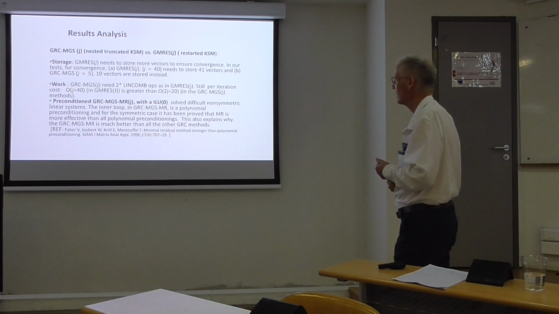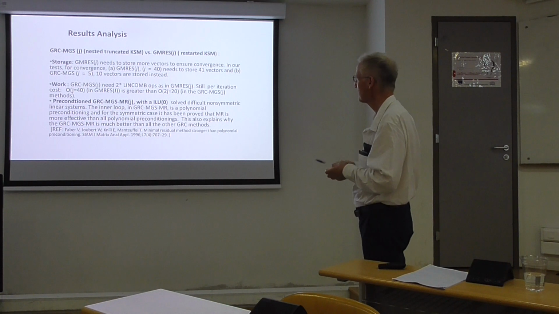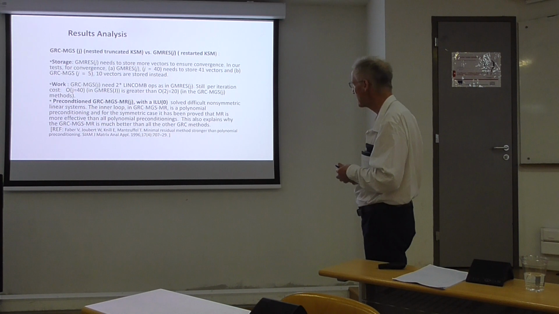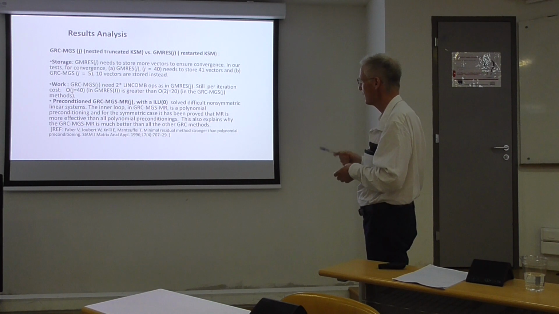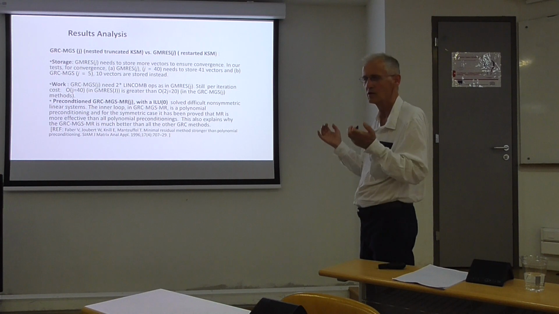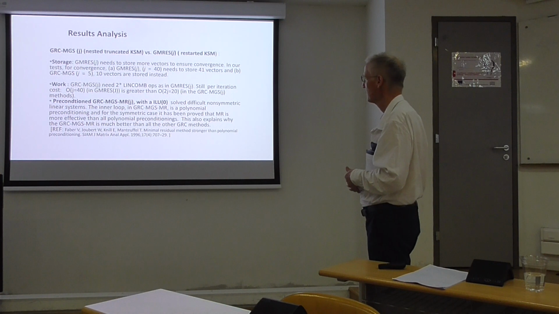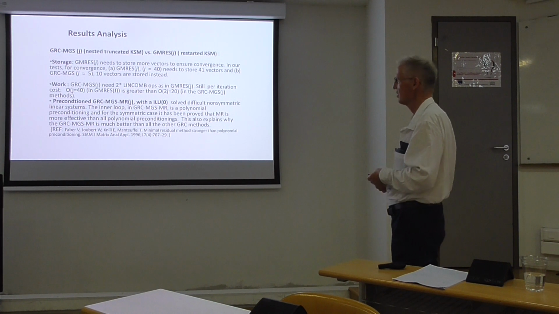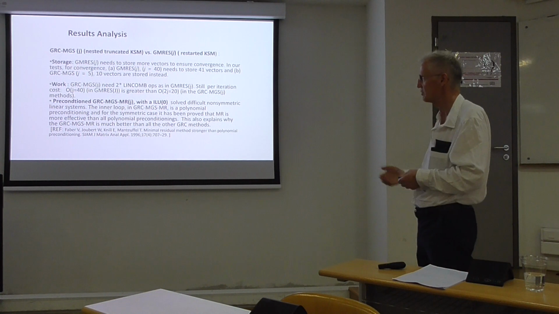So anyway, regarding the storage, GMRES needs to store essentially more vectors to ensure convergence. Why? Because GMRES J goes up to 40 vectors. You cannot achieve convergence with less than 40 vectors, whereas GRC MGS with 5 needs essentially 10 vectors.